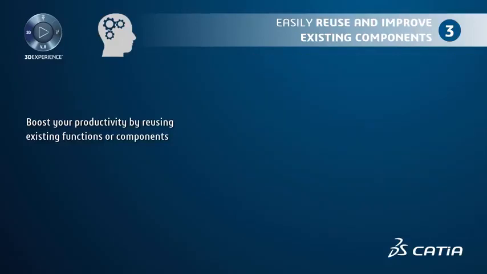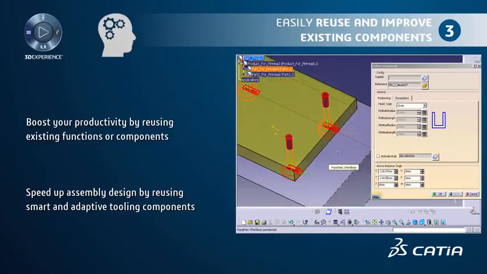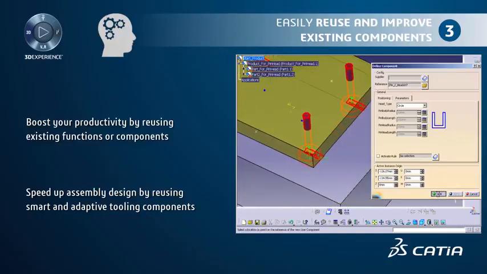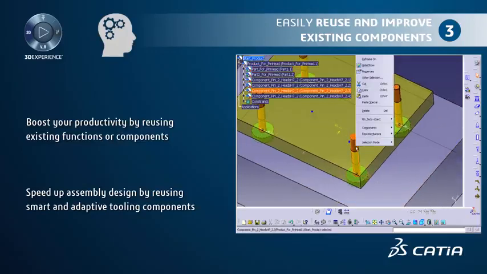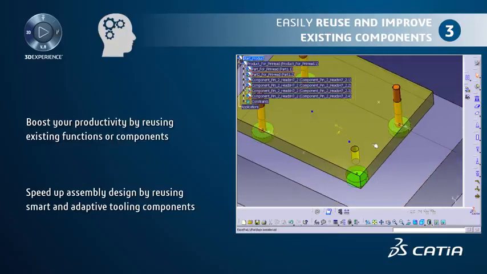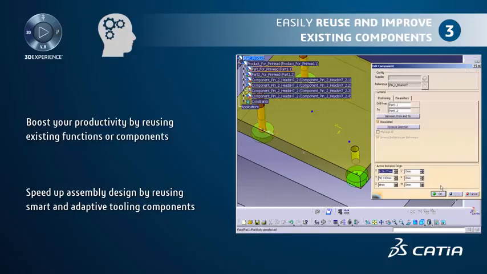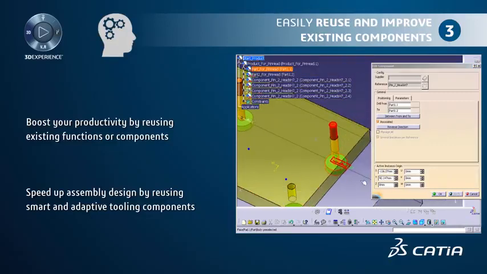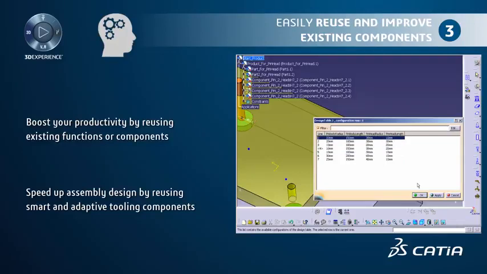For tooling capabilities, you can speed up assembly design by reusing smart and adaptive tooling components. You can also retrieve and manage the associated impacts at the assembly level. Using the Tooling Design Workbench, you're able to insert components embedding company know-how. These components can be inserted in any structure. They can be selected in catalogs or anywhere on a disk.